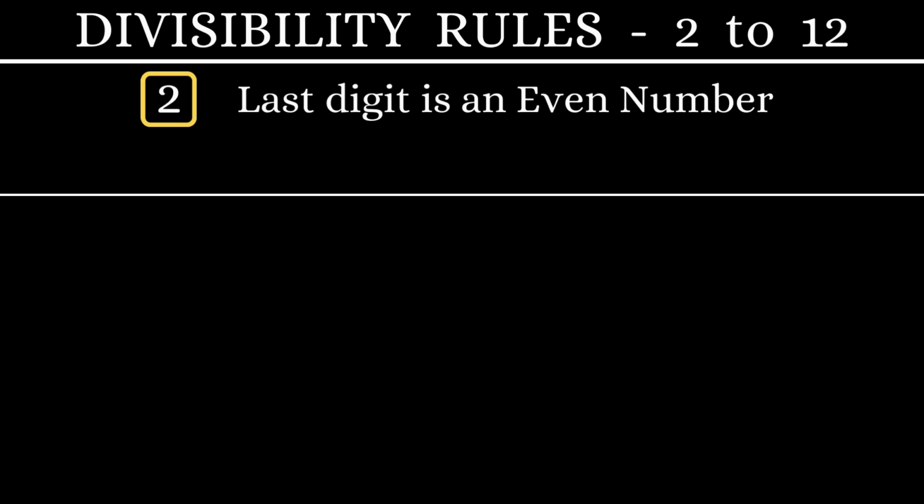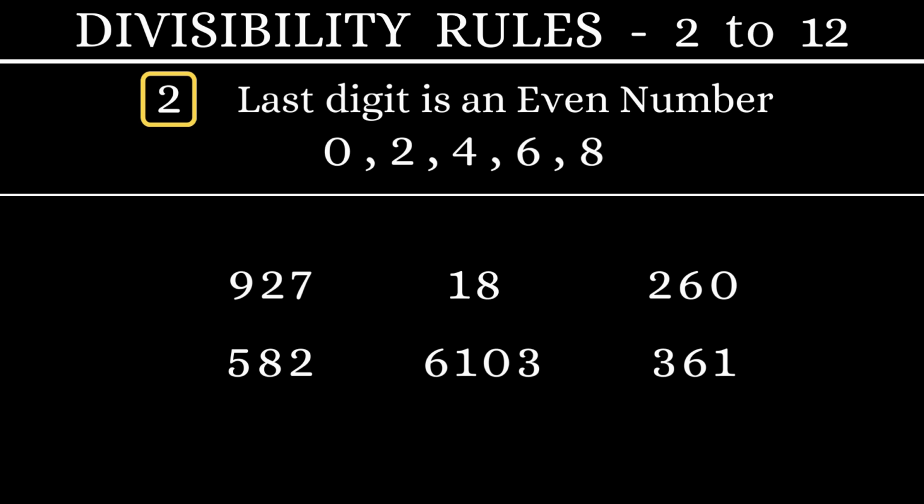The rule is the last digit has to be an even number. Let's consider these examples. In 927, the last digit 7 is an odd number, so it cannot be divisible by 2. Next, in 18, the last digit 8 is an even number, so it is divisible by 2.